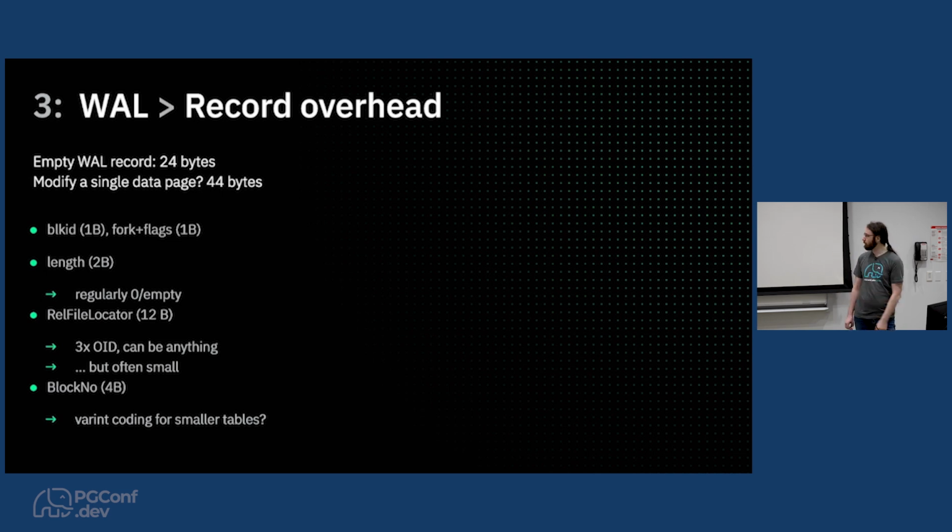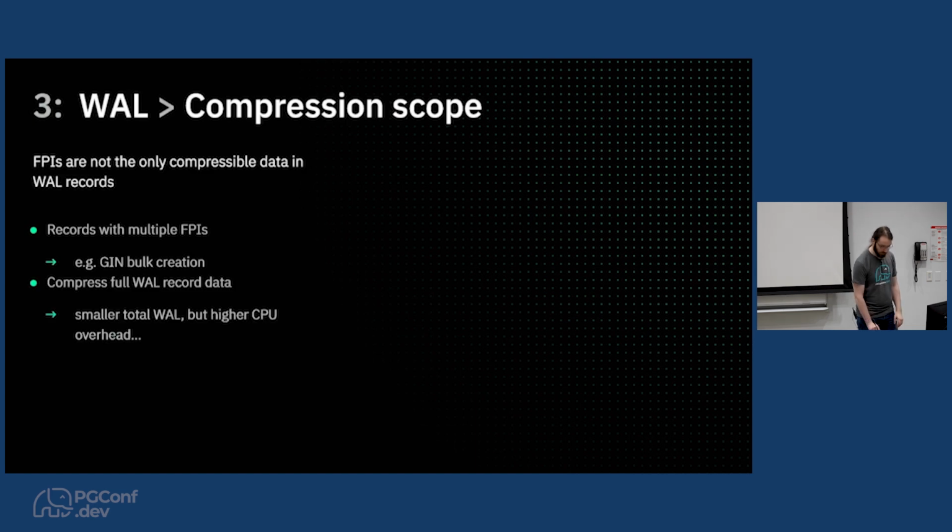But we can do better, definitely. Then the last item in WAL is the compression scope. Right now, the only compression that we do in WAL records is full page images, and only for separate full page images. If I write out, say, a range of GIN pages or a range of B-tree pages, it compresses each of them separately within its own separate compression context, and it's really wasteful.